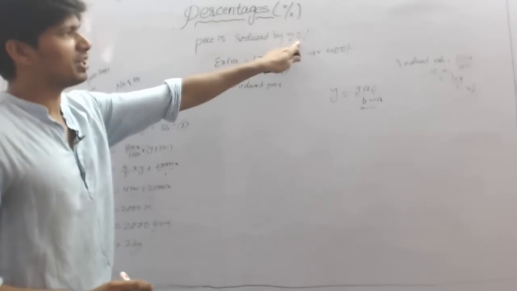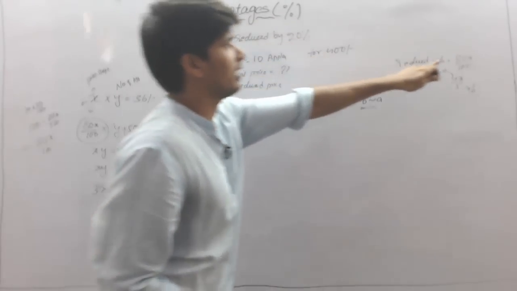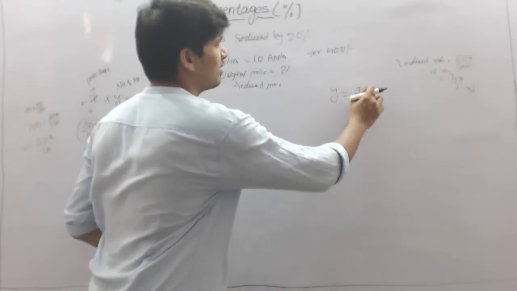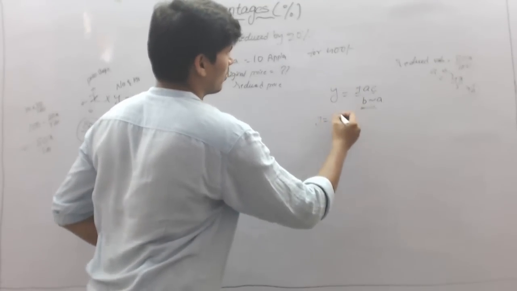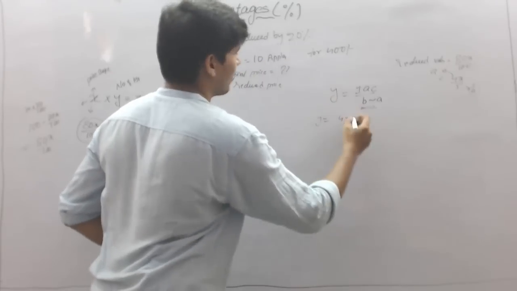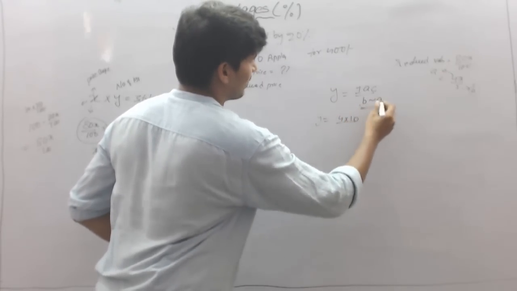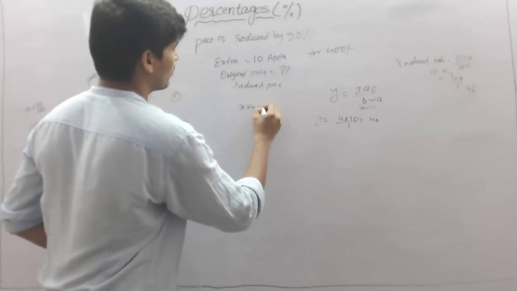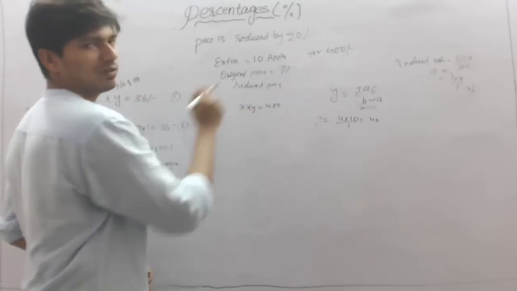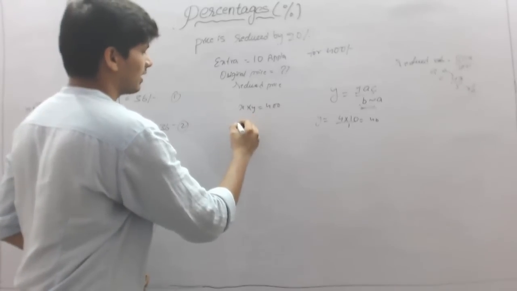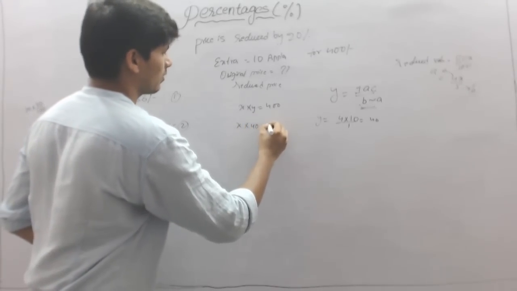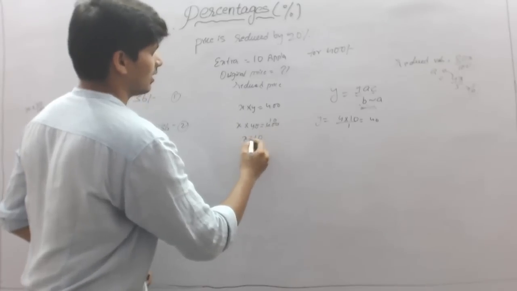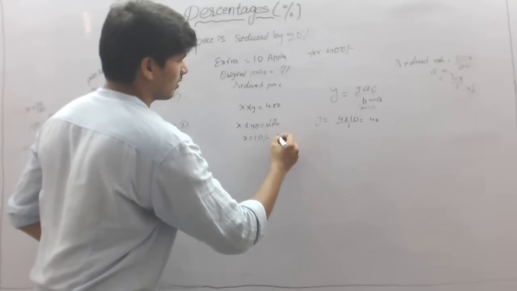Again, reduced by 20% means 80 by 100, that is 4 by 5, so A is 4, B is 5. Again A means 4, so y is equal to 4 into how many apples? 10, divided by 4 minus 5, which is 1, so that is 40. Y is equal to 40. X into y is equal to 400. That is what we got from the question. Now y is 40, so x is 400 by 40, which is 10. X is 10, that is 10 rupees per apple.